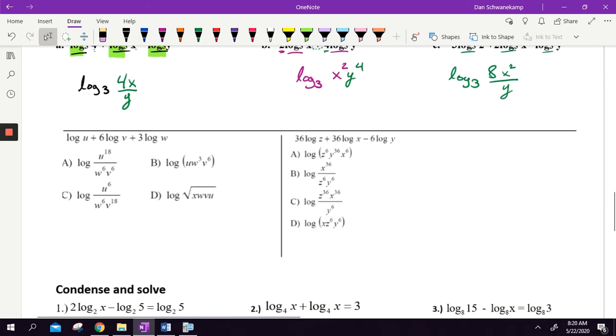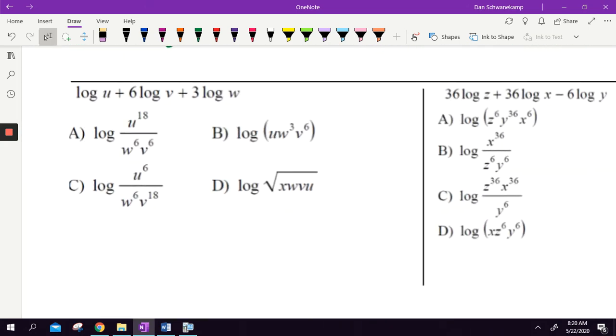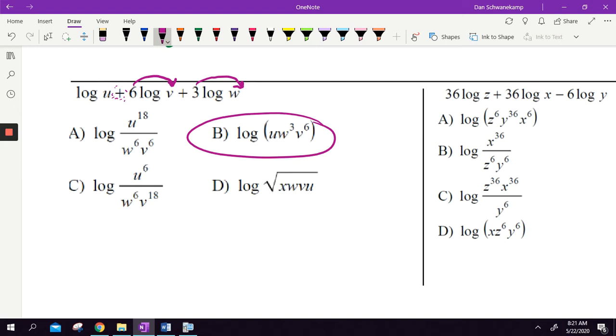All right, so let's look at some examples of this. Log base u. Oh, it's a plus sign, so it's going to be multiplied. This 6 is going to become an exponent. So I'm looking for v to the 6th and w cubed. They're all being added, so they're all being multiplied. It's log base b of u, v to the 6th, w cubed.